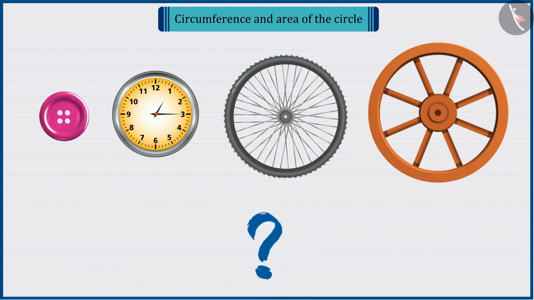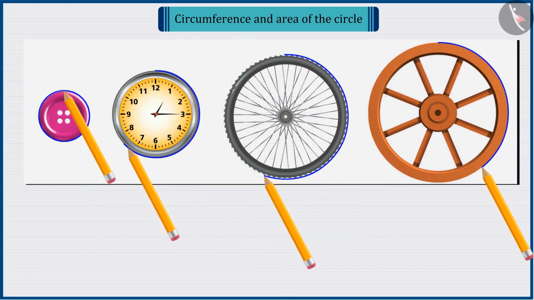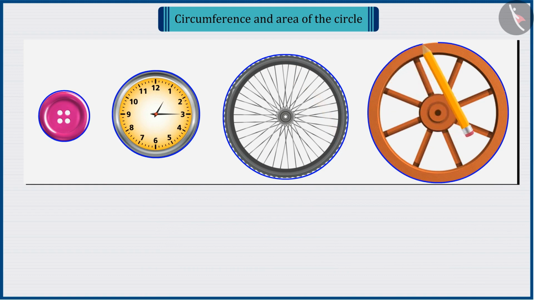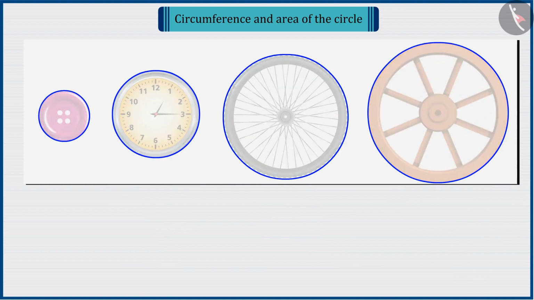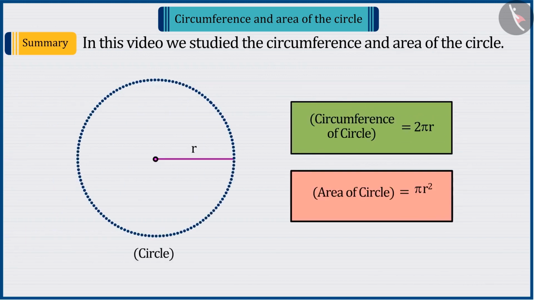Can you draw these circular objects around you and find their area? If we trace these objects on a paper, we can easily find their areas. In this video, we studied the circumference and area of the circle. In the next video, we will see some interesting examples based on this.